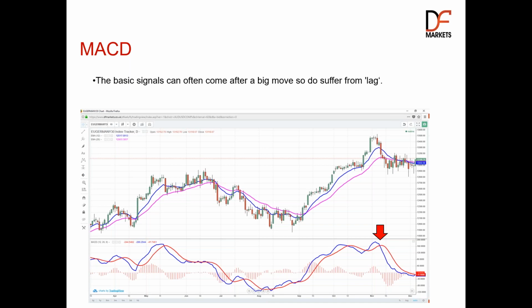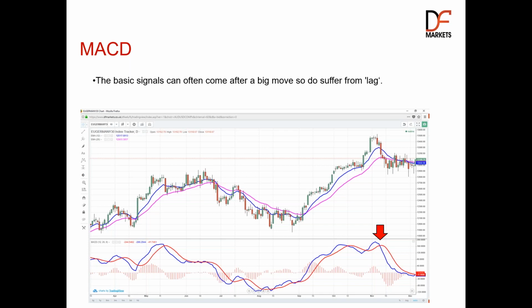And one of the other things that can happen with these signals is that they can suffer from lag. We talked about this last week with moving averages, the fact that sometimes a moving average signal will come after the event and will be a little bit late to the party. So that's something to watch out for, because that sell signal we got there came after that red candle there. It looks like it's very near the highs, but it was actually after that red candle.